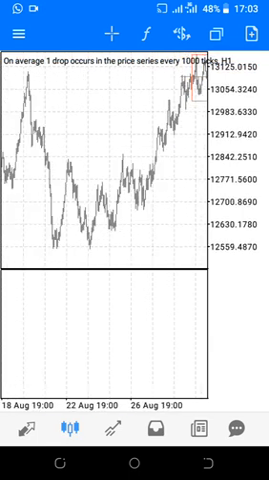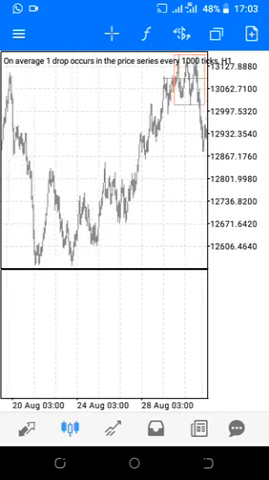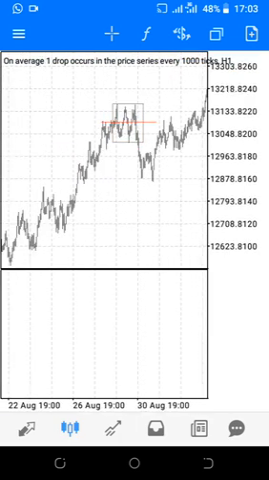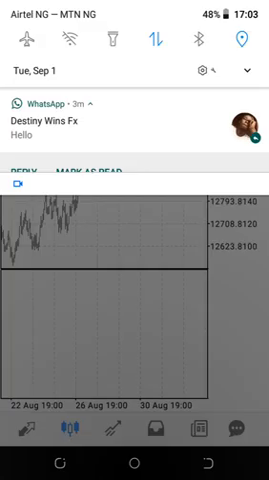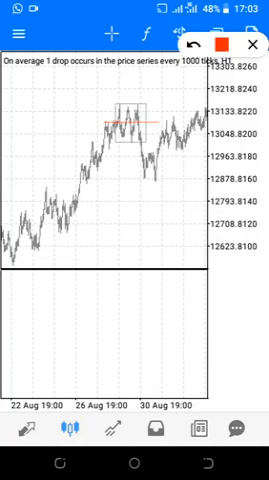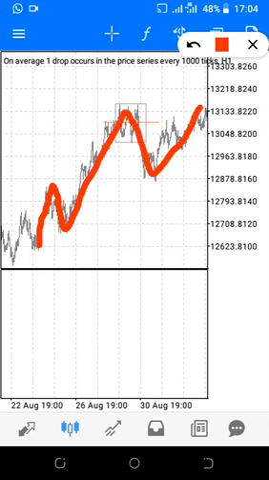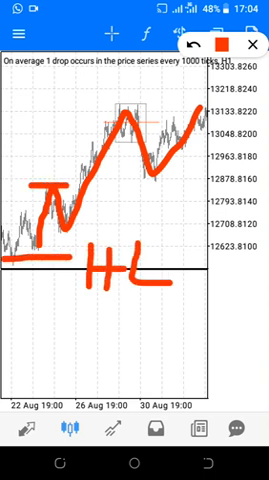What do I mean by higher highs and higher lows? You can look at this, this is Crash 1000. You can see this movement here. So if you call this a high and then a low, a high and then a low, and then the market goes high, this point is what we call your higher low, and this point is what we call your higher high. Your higher low can act as your support, whereas your higher high can act as your resistance.